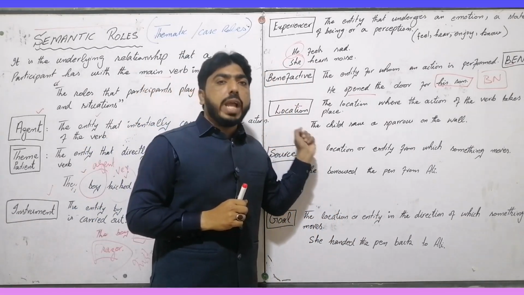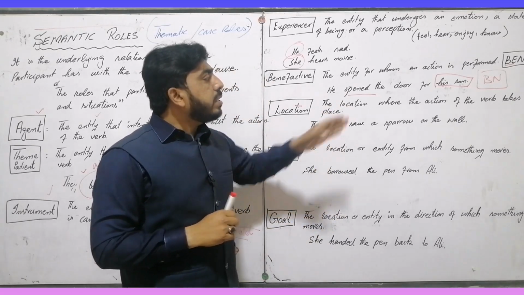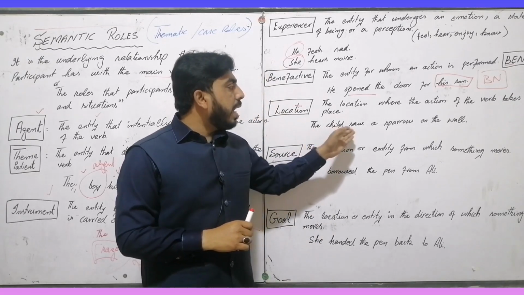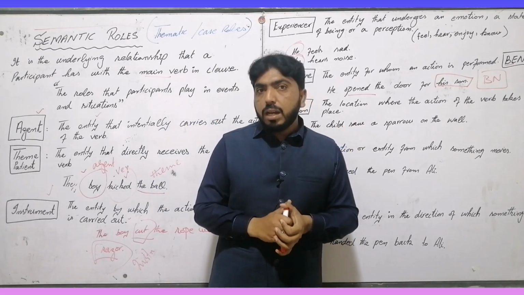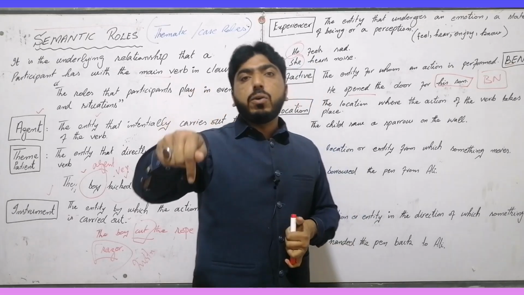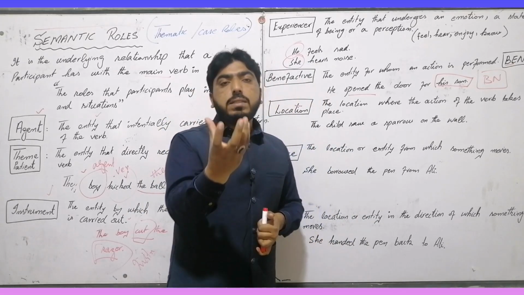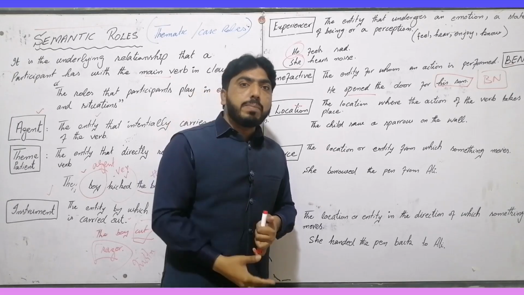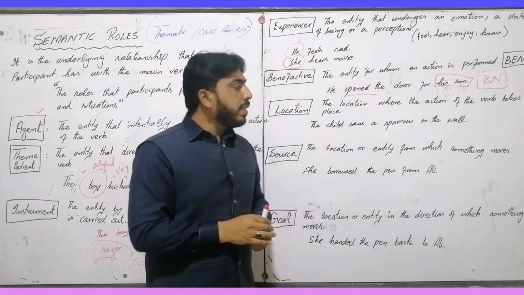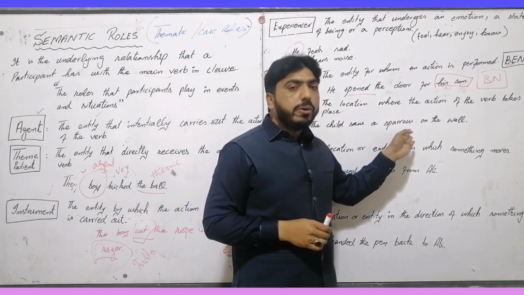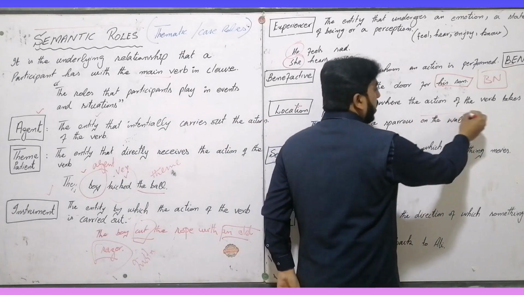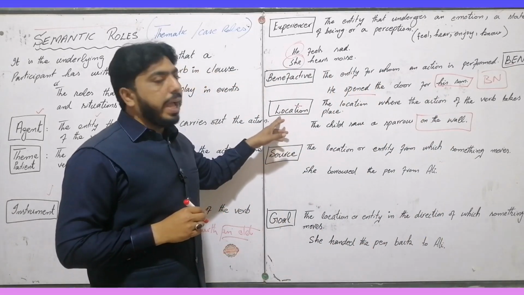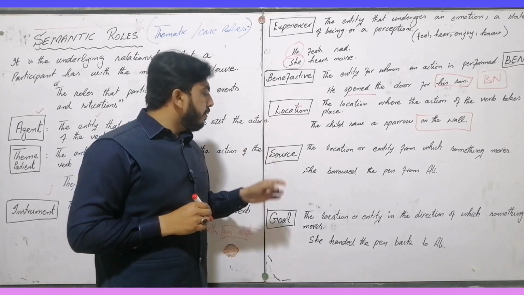Next we have location, right? The location where the action of the verb takes place. For example, the child saw a sparrow on the wall. He is sitting in the room, right? Sitting is an action, and where this action takes place, that's the room. In the same way, the child saw a sparrow at which place? On the wall. So on the wall will be labeled as location or locative.